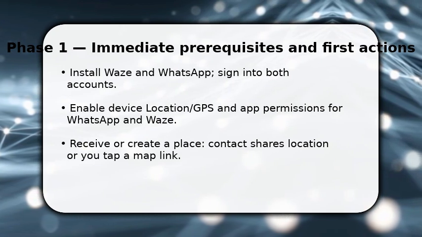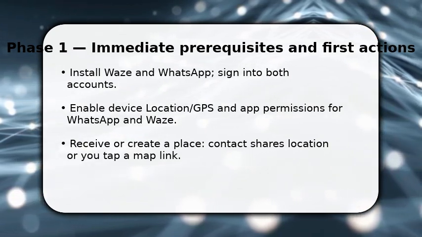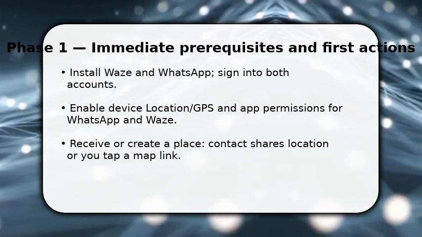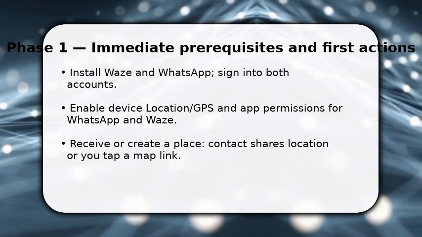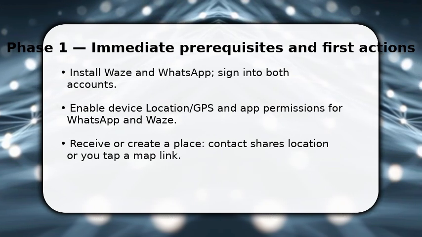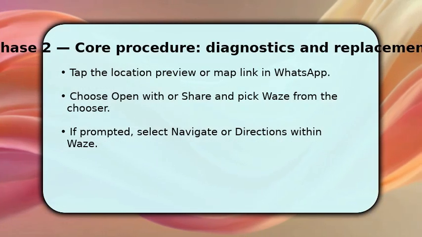If they sent a Google Maps link, tap the link to expand options. Make sure the permissions prompt appears and you accept. Without location and link handling enabled, Waze cannot receive the destination. Start the in-chat action to hand off the place. You tap the WhatsApp location or map link.